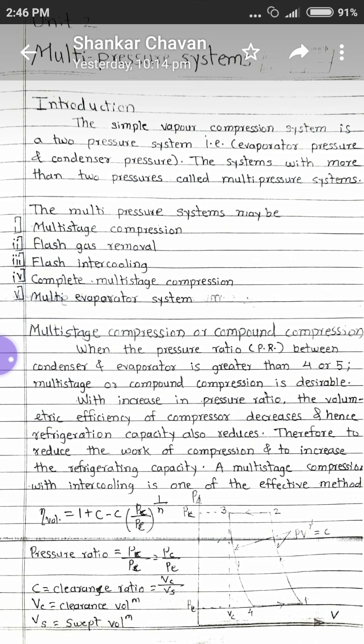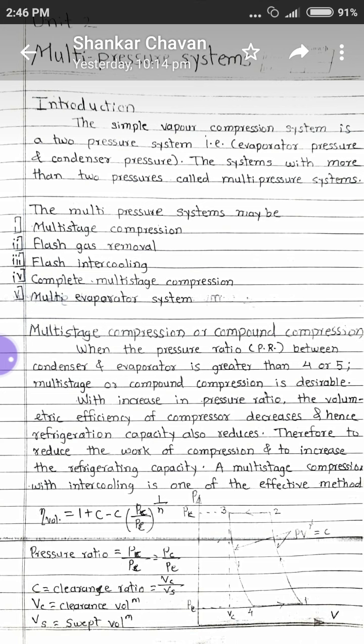After that, different types of vapor compression cycles that depend upon the condition of refrigerant at the inlet of the compressor, outlet of the compressor, inlet of the condenser, and outlet of the condenser. That depends upon the condition of the refrigerant. There are different types of vapor compression systems.